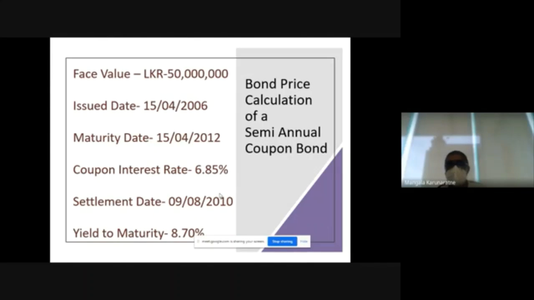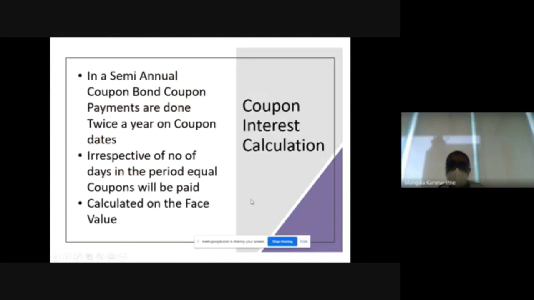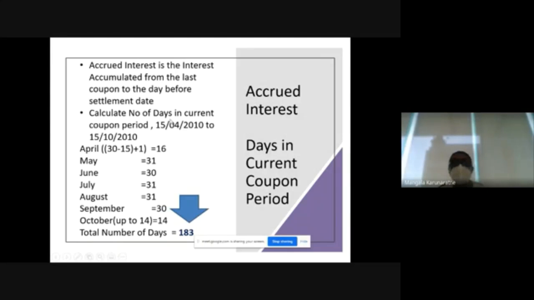So the new owner will be getting the coupon. But the interest from 15/4/2010 to 9/8/2010, that is from the last coupon till the settlement date, belongs to the seller. I will go to this slide. The current coupon is 15/4/2010 to 15/10/2010, right? So accrued interest is the interest accumulated from the last coupon to the day before the settlement date.